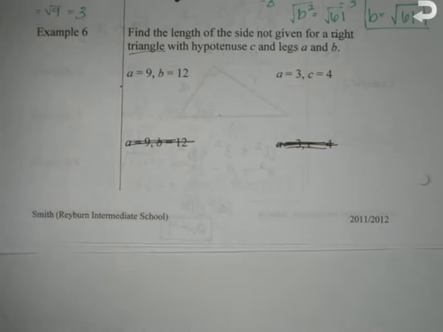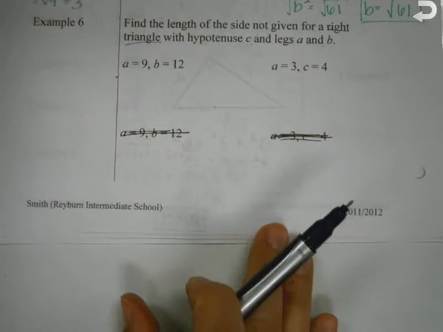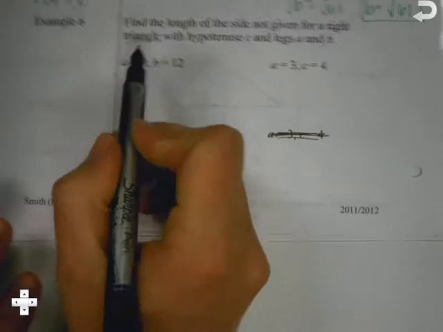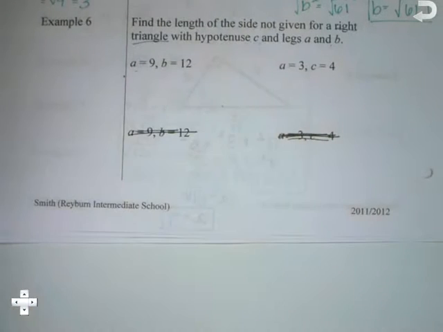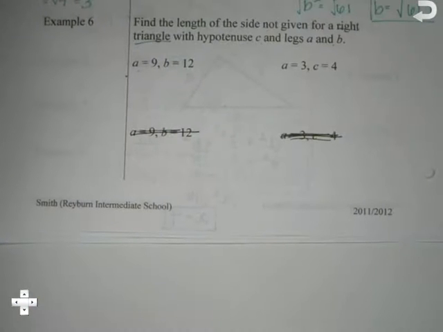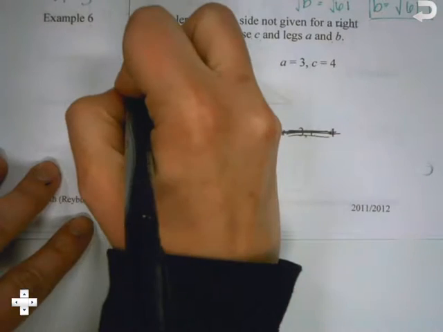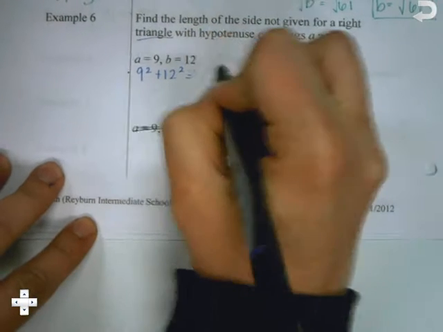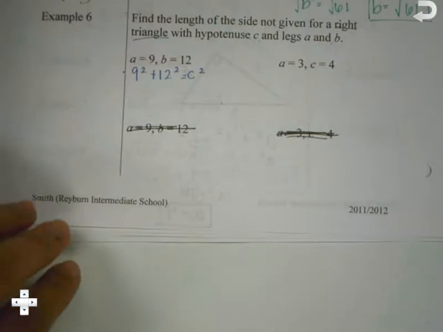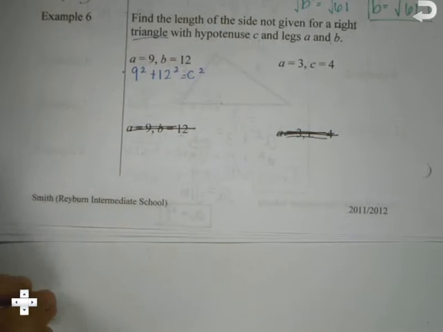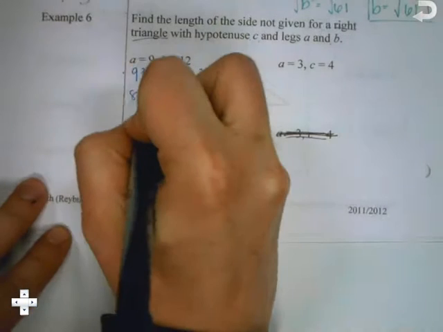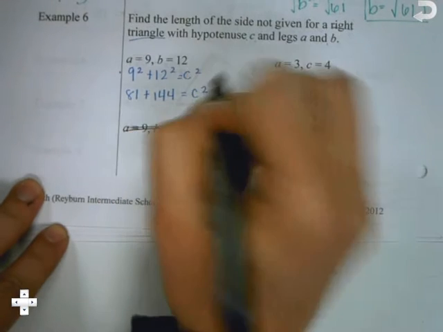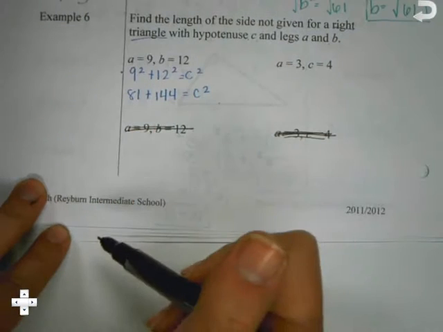Okay, so the first one. Destiny, can you tell me how you plugged it in? Good. 9 squared plus 12 squared equals C squared. Everybody should be able to tell me this. What's 9 squared? 81 plus 144 equals C squared. And what is 81 plus 144? 225 equals C squared. Okay.